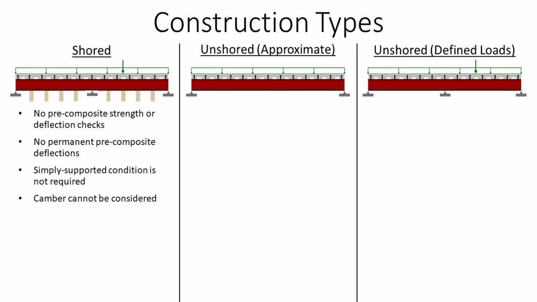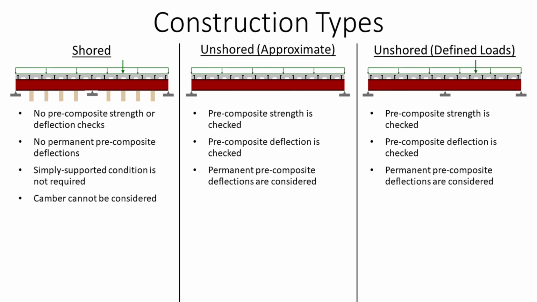For the shored construction type, no pre-composite strength or deflection checks are made, no permanent pre-composite deflections exist, the simply supported condition is not required, and camber cannot be considered. Both the unshored approximate and unshored defined load construction types perform checks for the pre-composite strength and pre-composite deflections. Also, the permanent pre-composite deflections are considered.